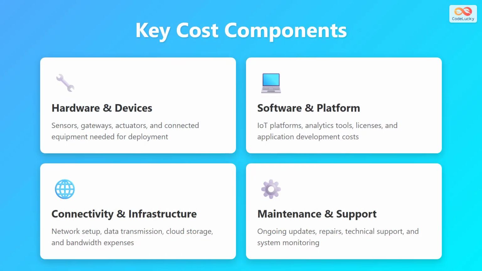When calculating IoT ROI, you need to account for 4 major cost categories. First, hardware and devices include sensors, gateways, actuators, and all connected equipment needed for deployment. Second, software and platform costs cover IoT platforms, analytics tools, licenses, and application development. Third, connectivity and infrastructure encompasses network setup, data transmission, cloud storage, and bandwidth expenses. Finally, maintenance and support includes ongoing updates, repairs, technical support, and continuous system monitoring. Understanding these components ensures you capture the full investment picture.